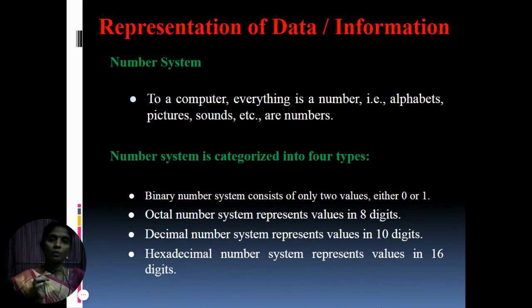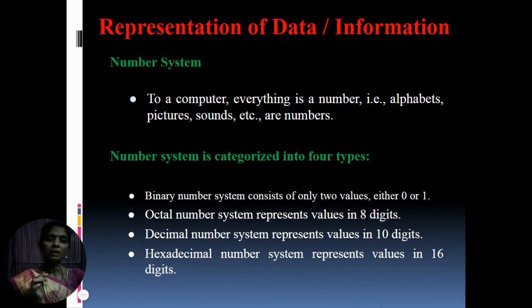Then, how to represent data and information. To a computer, everything is a number, that is, alphabets, pictures, sound, etc. are numbers. A number system is categorized into four types. One is the binary number system, octal number system, decimal number system, and hexadecimal number system.